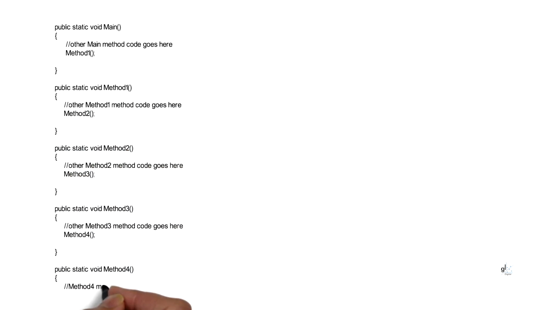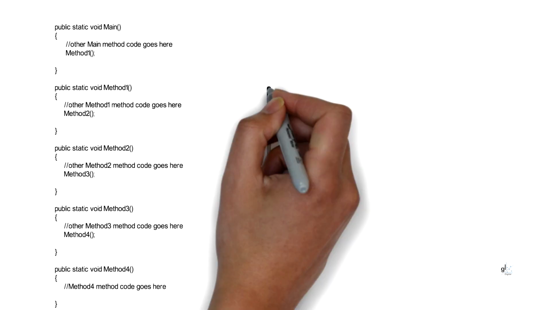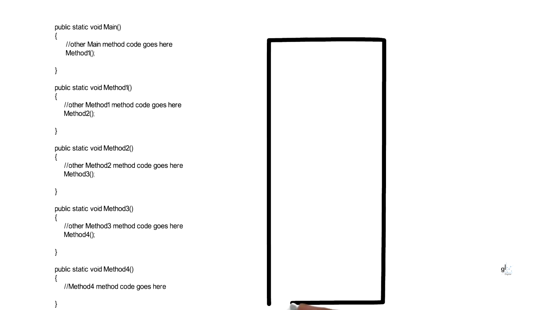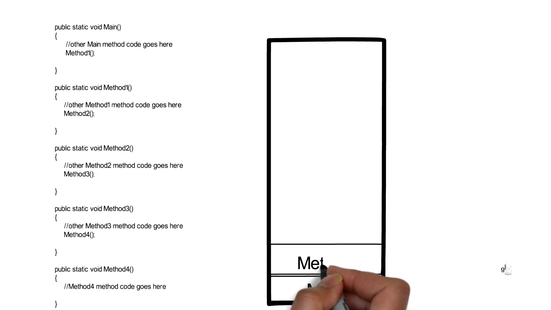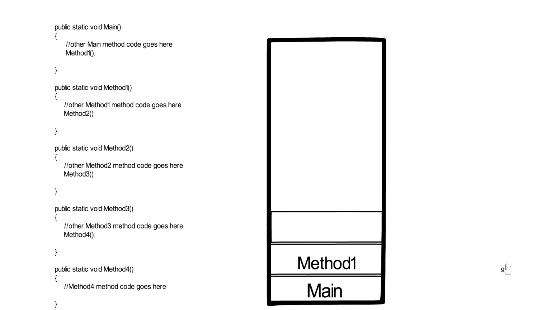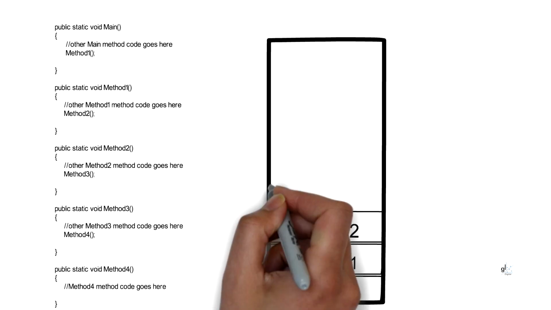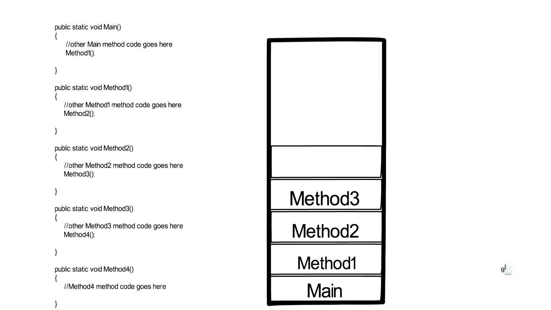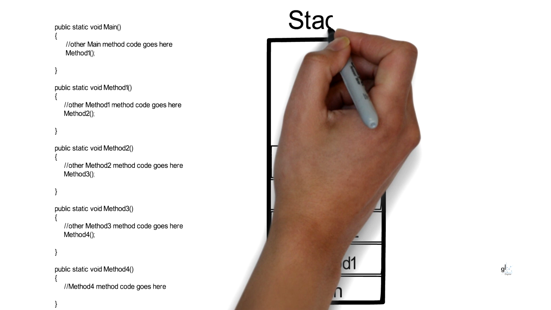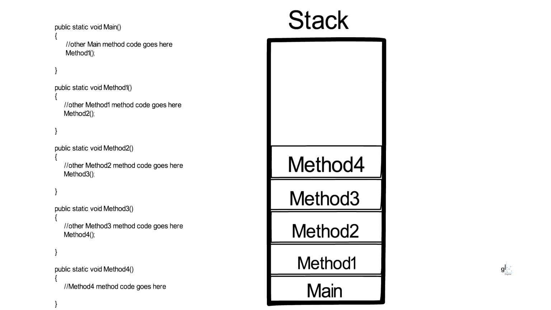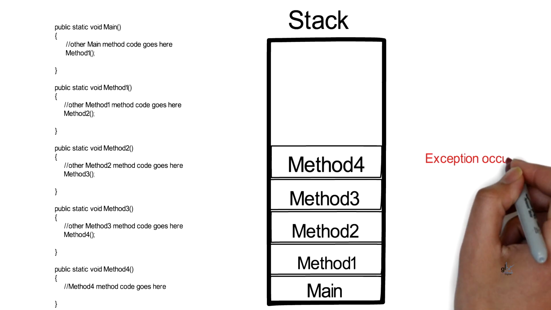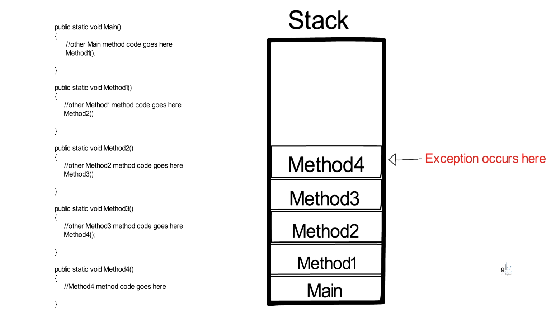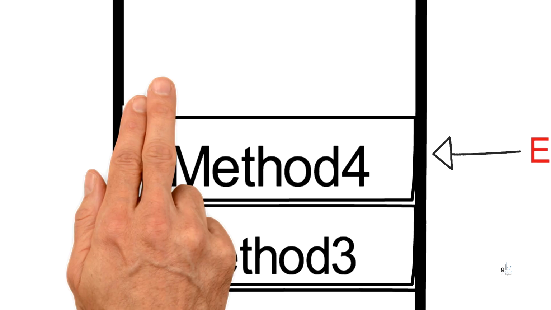Let's say that the main method calls method 1, which calls method 2, which calls method 3, which calls method 4. And you can see that as each method is called, the method is put onto the stack. Very basically, a stack is a predefined portion of memory set aside by the operating system for each thread of an application. Each method is represented on the stack in its own stack frame. So let's say method 4 throws an exception. The stack unwinds until one of the methods on the stack catches the exception.